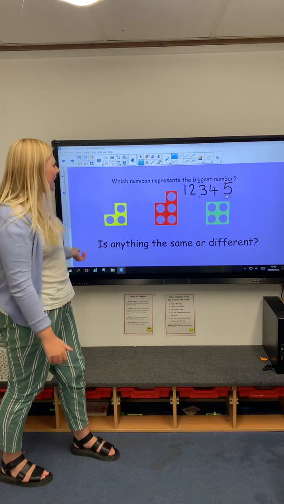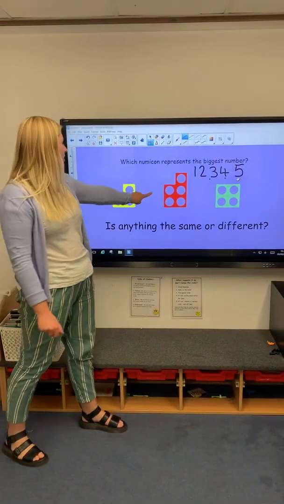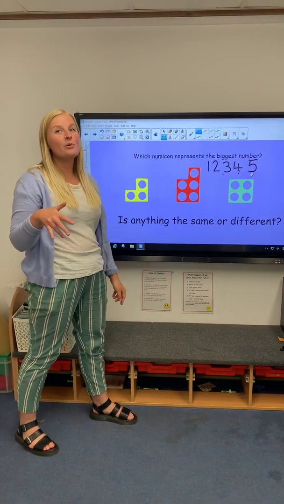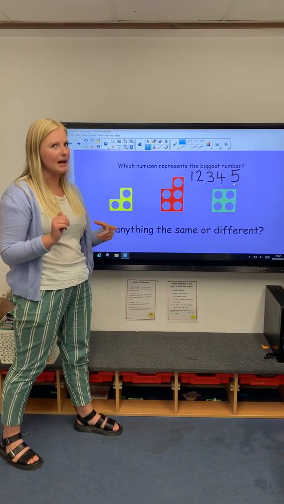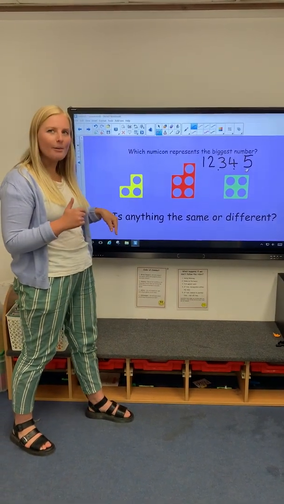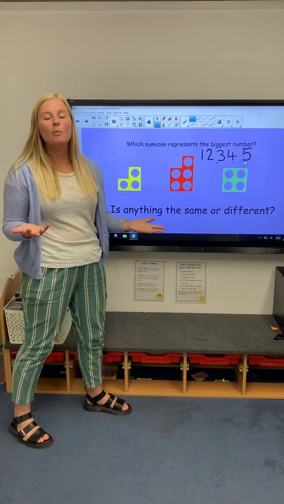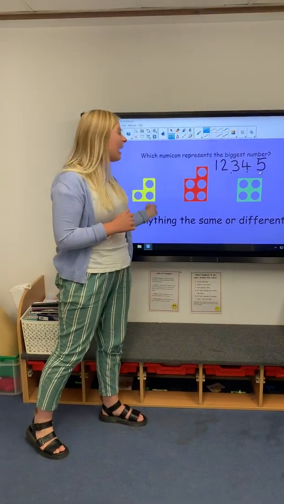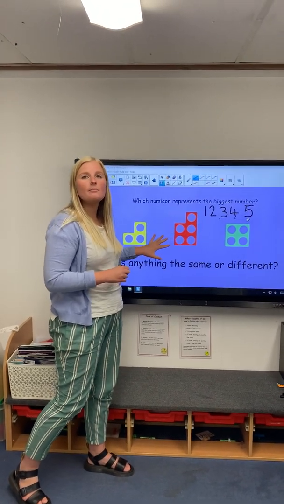It also says here, is there anything the same or different? Some of you will see that these two Numicon pieces are the same kind of shape. And I know that one of the children in Mrs. Young's class was very clever, and he worked out that the Numicon pieces which are this shape are odd numbers. We have 1, 2, 3. That wasn't in the 2 times table when we counted to 10 a minute ago. And we have 1, 2, 3, 4, 5. And that wasn't in the 2 times table when we counted earlier. They are the odd numbers.